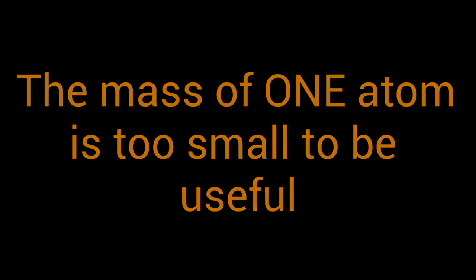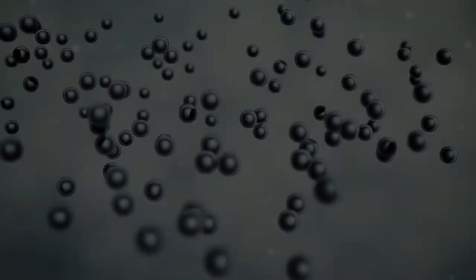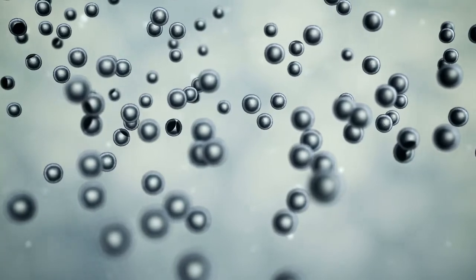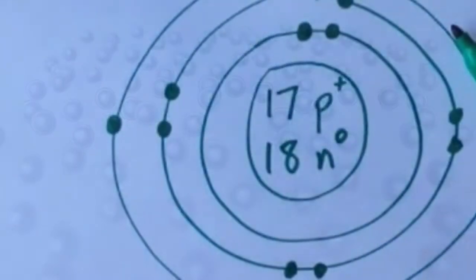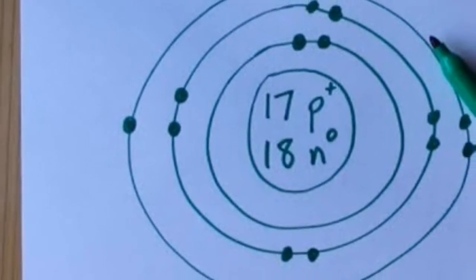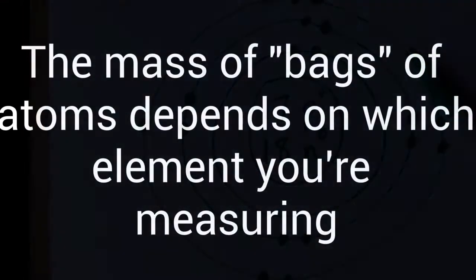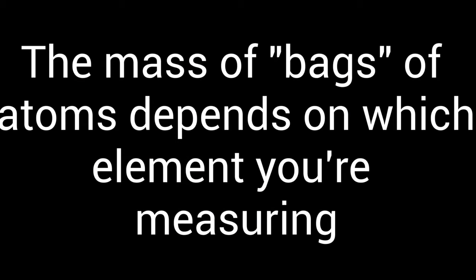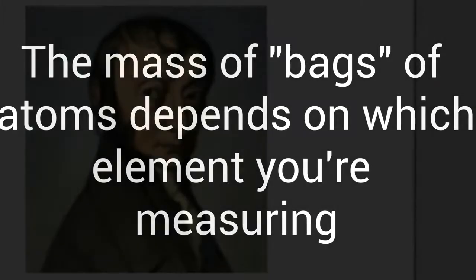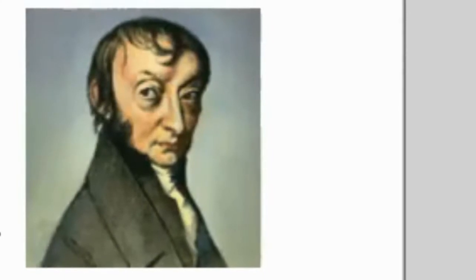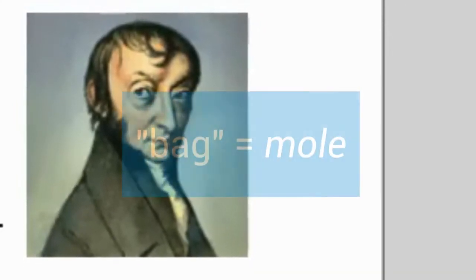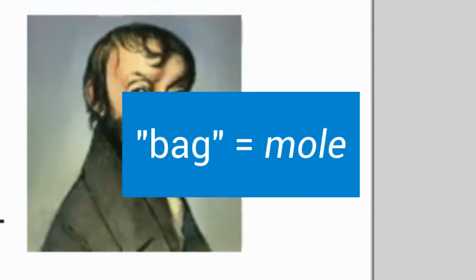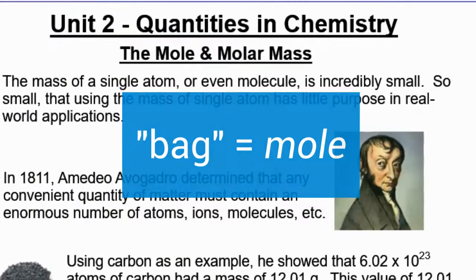What would be useful is to count the number of bags of atoms, but every element has a different sized atom. You remember this from drawing all the Bohr-Rutherford diagrams from previous years. So therefore, the mass of bags of atoms depends on the element that you're measuring. In the 1800s, Amedeo Avogadro created a method of calculating the number of atoms in elements. Instead of using bags, he created the term called the mole.